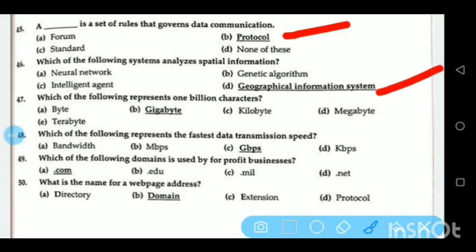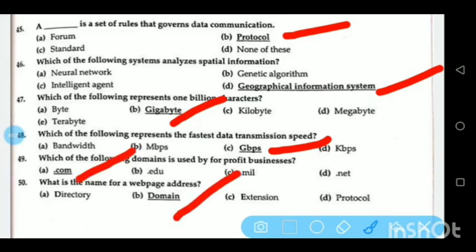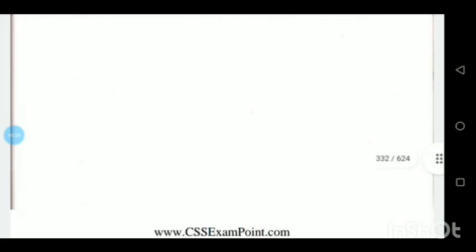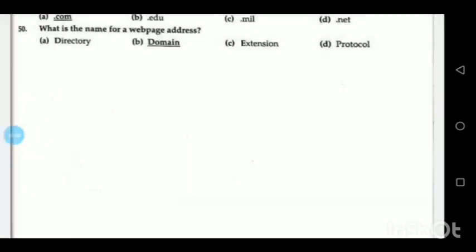Which of the following systems analyzes spatial information? Geographical information system. Which of the following represents 1 billion characters? Gigabyte. Which of the following represents the fastest data transmission speed? GBPs. Which of the following domains is used by for-profit businesses? .com. What is the name for a web page address domain?